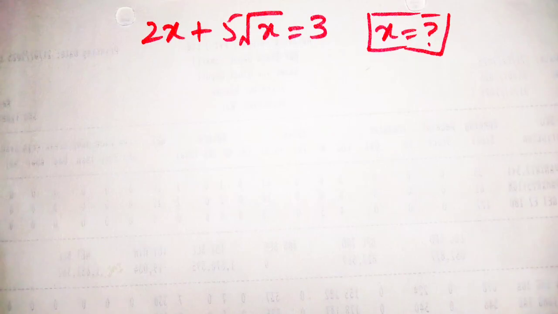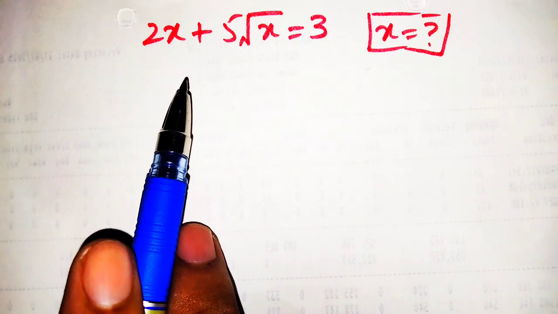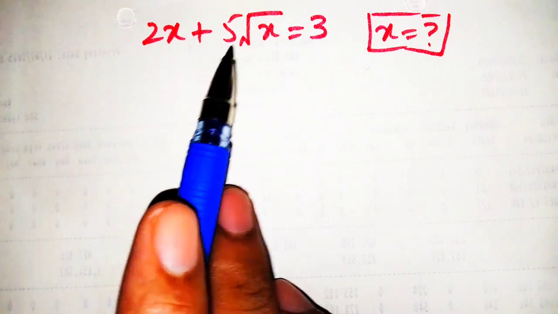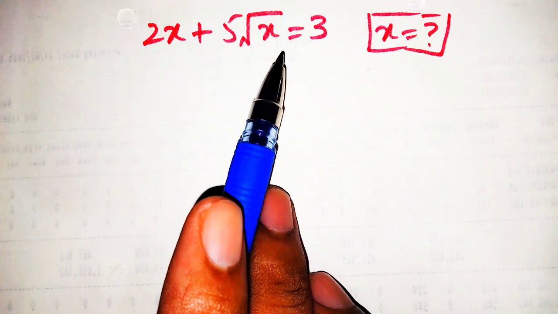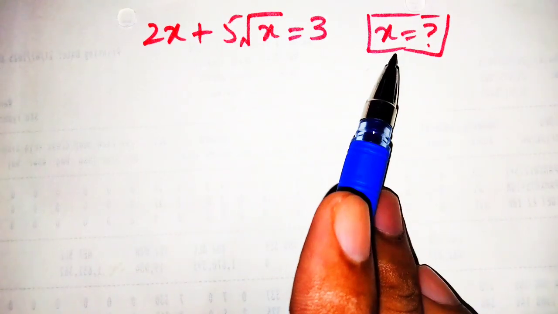Today we are going to solve a very interesting radical equation which is given as 2x plus 5 square root of x is equal to 3. We have to find the value of x.